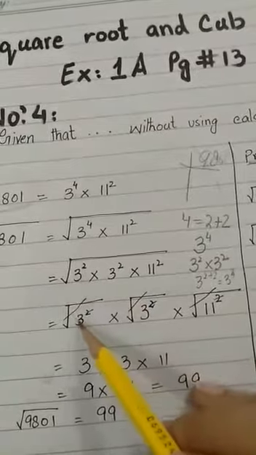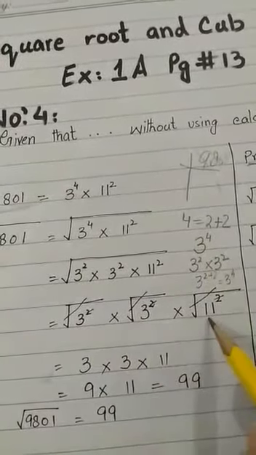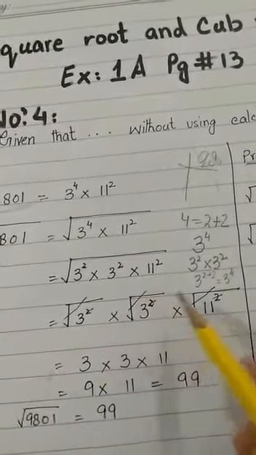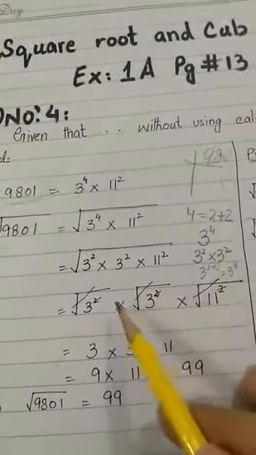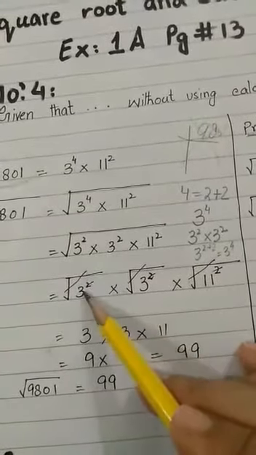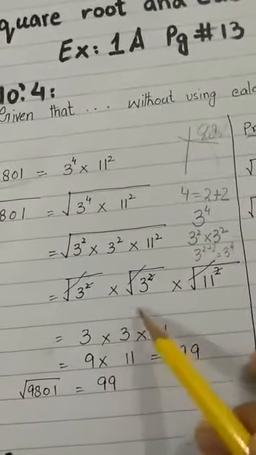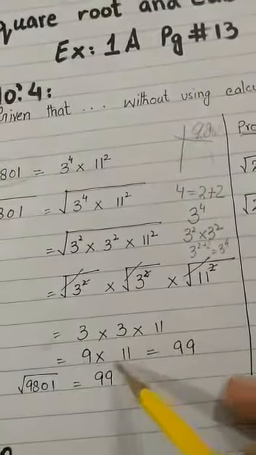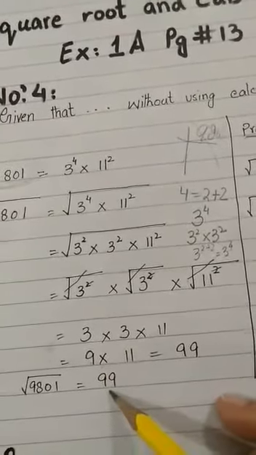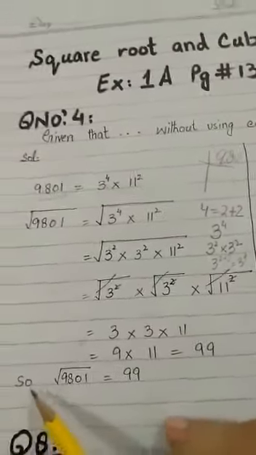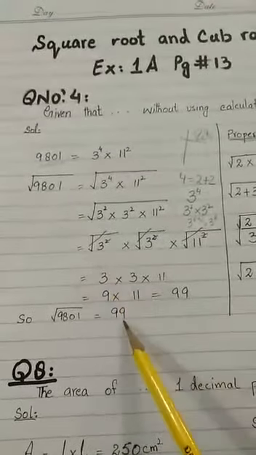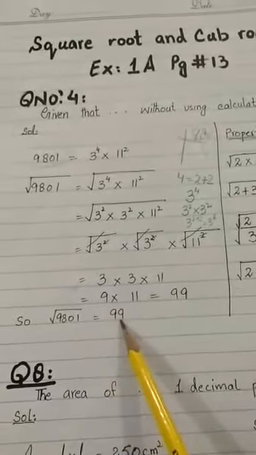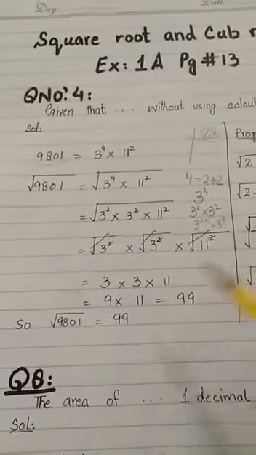Clear? Now we will separate this square root by using the square root property, and you know that this square will cancel with square root, this square will cancel with square root, and this square also cancels with square root. Because powers are cancelled, 3 will remain as it is, multiplied by 3 will remain as it is, multiplied by 11 will remain as it is. 3 3s are 9, multiplied by 11, 9 multiplied by 11 is equal to 99. This is the answer of question number 4. Means the square root of 9801 is 99. We have to find that in this question, which is known to us.